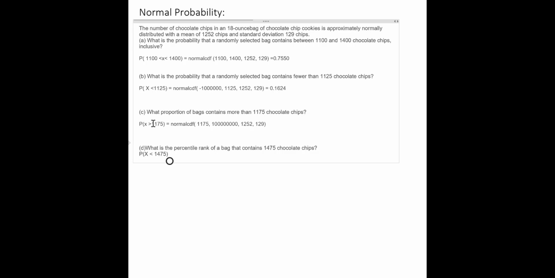And that will be equal normal CDF. For less than, you begin with -1 million, always. Then comma 1475, comma the mean 1252, comma standard deviation, which is 129.